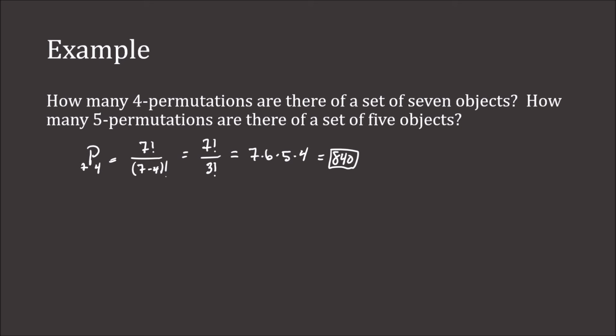For how many 5 permutations of a set of 5 objects, we are looking for 5P5, which is 5 factorial over 5 minus 5 factorial. So it's 5 factorial over 0 factorial. And remember, 0 factorial by definition is 1, so this is just 5 factorial, which is 120.